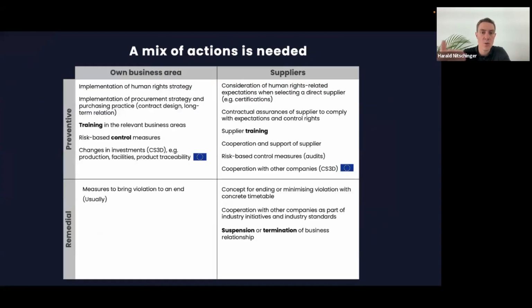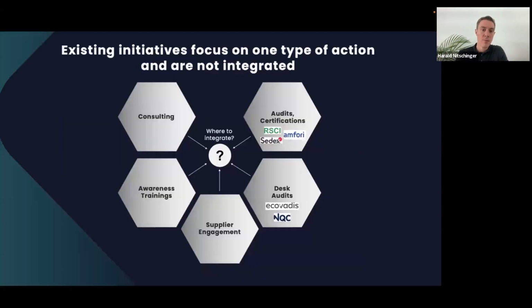Let's say, to refer back to Sebastian's slide here, it is also the requirement of these due diligence laws, such as the German Due Diligence Act or the European CSDDD, to have precisely this mix of measures, which they also require in the reporting. There are existing initiatives to take actions, and they are great and important. Initiatives like the RSCI, which is an automotive industry initiative that harmonizes audit standards for suppliers and is also built around sharing the results. So this is, I think, very important. Same goes for other audit initiatives or other providers that offer desk audits and ratings of suppliers.